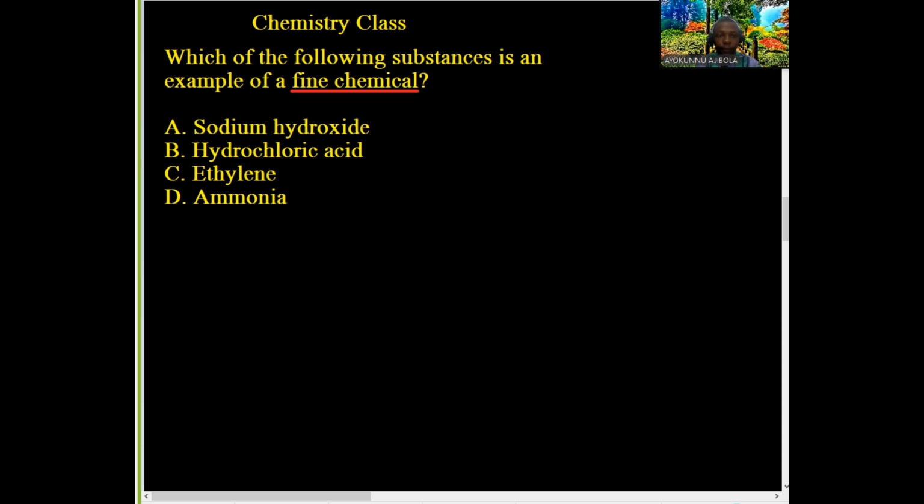Yes, sir. H2SO4 is under what, sir? H2SO4, that's an acid, right? H2SO4 should be a fine chemical, okay? Because acids are not produced in large quantities like that, okay?